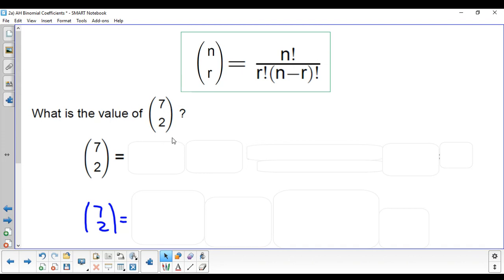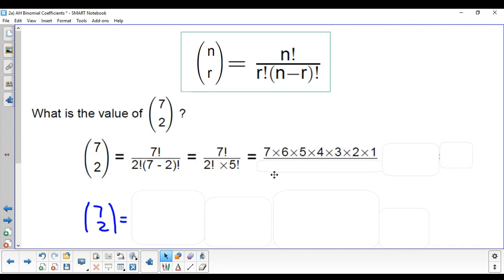So if I ask you to find 7 choose 2, it's made up of 7 factorial over 2 factorial and the difference between them. So that's 7 factorial over 2 factorial times 5 factorial, which is 7 times 6 times 5 times 4 times 3 times 2 times 1, over 2 times 1 times 5 times 4 times 3 times 2 times 1. You can see they cancel and you get 7 times 6 over 2 times 1, which is 42 halved, which is 21. I wouldn't write all of that.